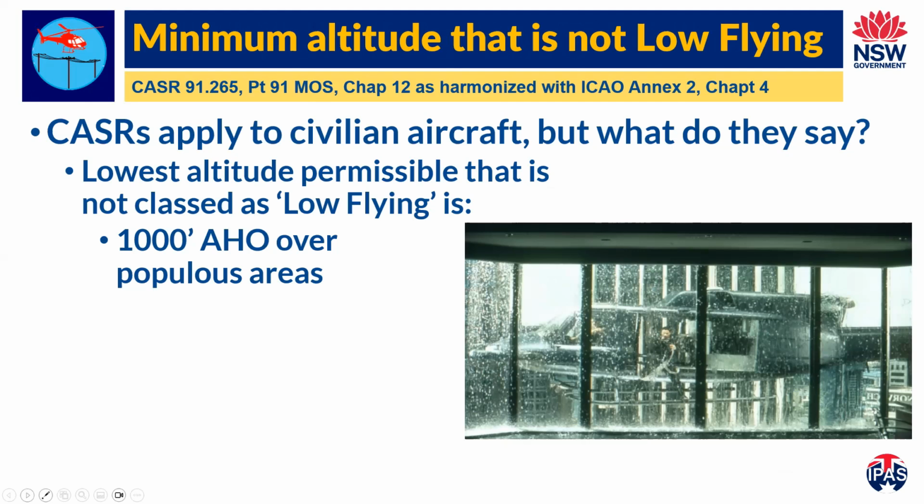And 1,000 feet above the highest obstacle. So let's say you are at the Birdsville race days. The racetrack is not a populous area normally, but when you have a lot of people there, it is. And say they had a big crane, 100 foot tall, with a camera to film it. Then you need to be 1,100 feet above ground level, which is 1,000 feet above the crane. That's what they mean. So there has to be 1,000 feet of clear air between the aircraft and any obstacle below you, in a populous area.